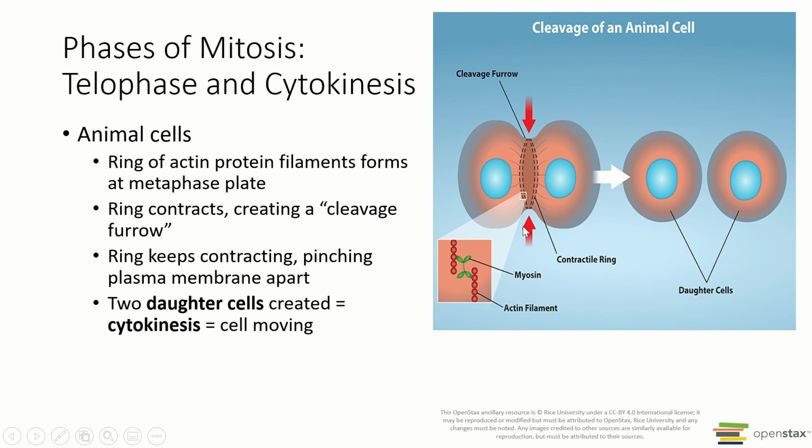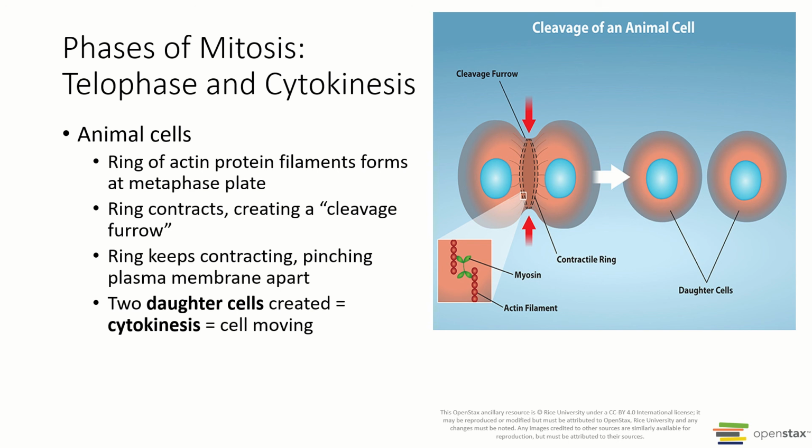We have a set of microtubules that get created here at the metaphase plate, and they actually start to pinch the plasma membrane, and they create this cleavage furrow. A cleavage is just a separation between two things. There you go. That ring keeps contracting until it completely pinches the plasma membrane and creates two new cells. These are called daughter cells. So at the point that the daughter cells have been created, cytokinesis has happened.